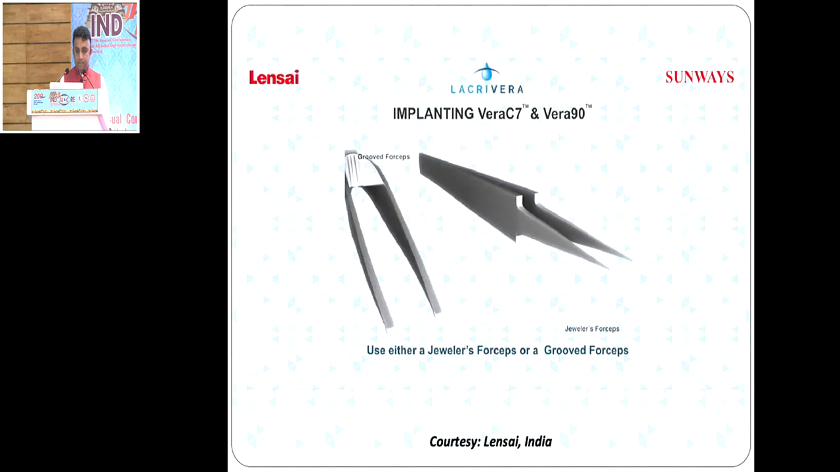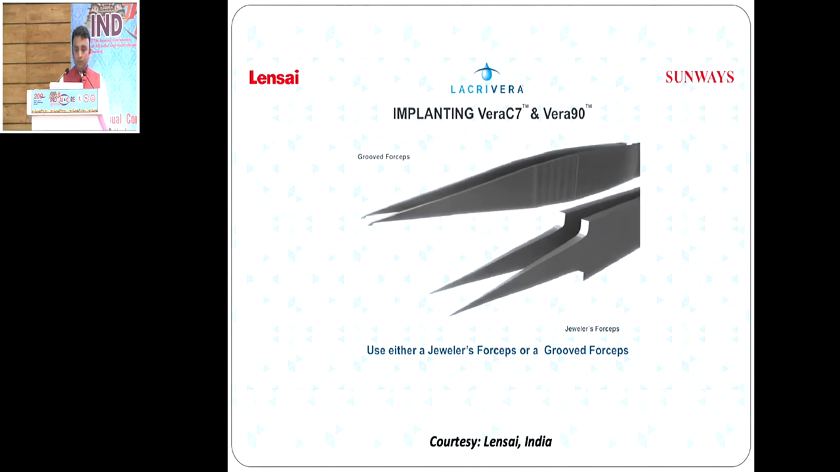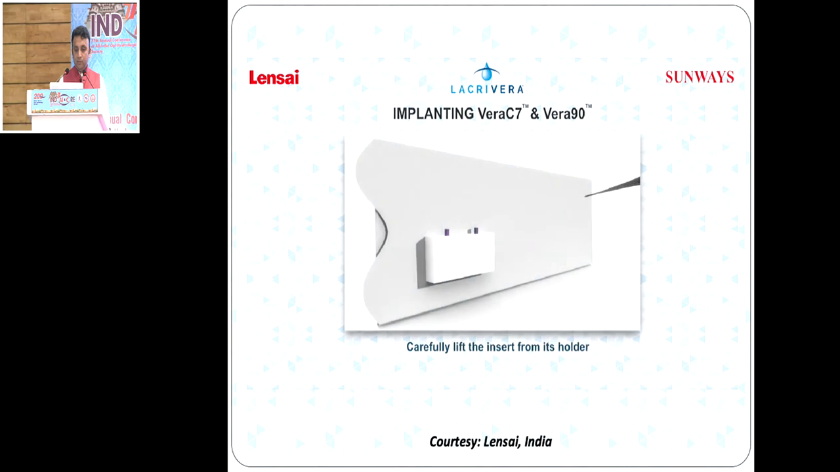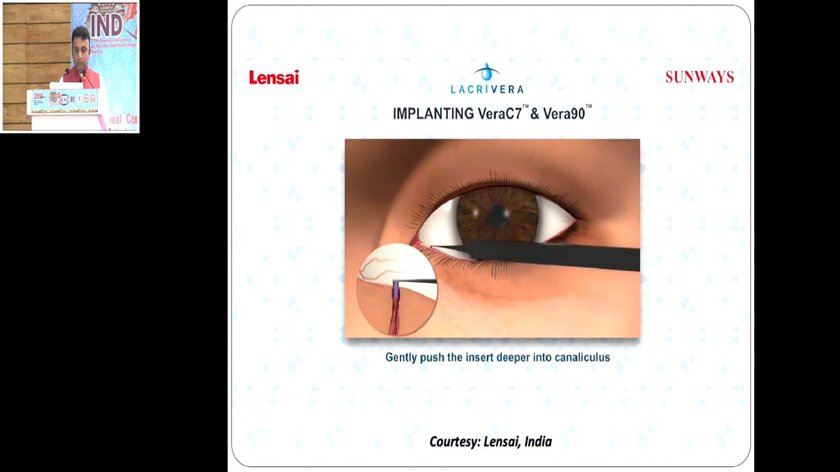Temporary canalicular plugs can be inserted using either a jeweler's forceps or a grooved forceps. Using the forceps, lift the insert out of the holder, and gently insert it into the punctal opening. Gently push it deeper into the canaliculus. Should removal become necessary, it may be flushed out by lacrimal irrigation.